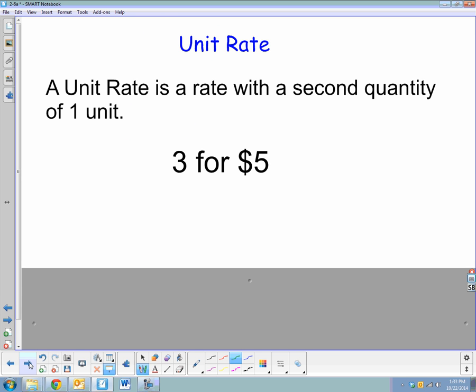Unit rate. So a unit rate is saying how many per unit. How many dollars per item? How many bushels per barrel? A unit rate is the rate with the second quantity of 1. Miles per hour is how many miles per 1 hour. So a unit rate means per one of something.